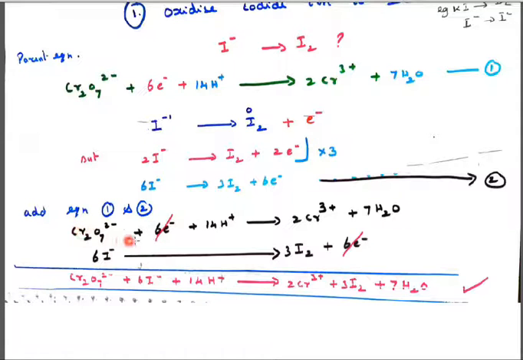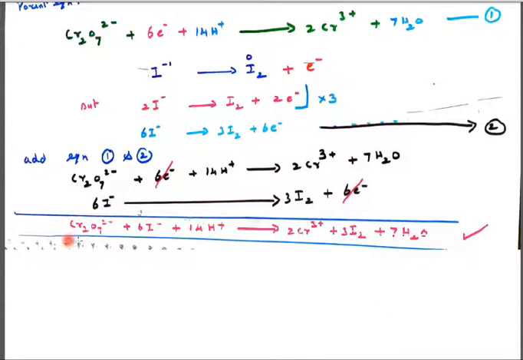So write as it is. How to write: not this way and then that. Top, bottom, top, bottom, like that you should write. Cr2O7 2 minus plus 6I minus, then 14H plus, then the arrow gives 2Cr3 plus, immediately 3I2, then 7H2O. This is the rule of writing. So we are getting the balanced equation. This is the correct answer for you. Take the book and verify it.